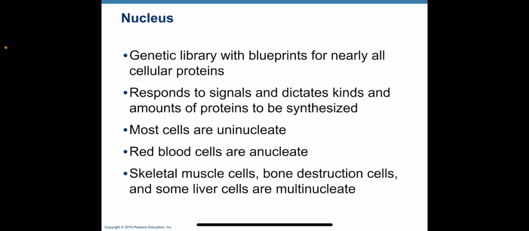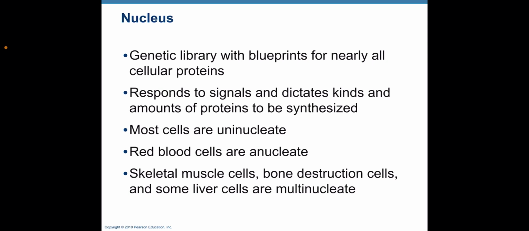So the nucleus is the genetic library with blueprints for nearly all cellular proteins. Each one of your cells has a nucleus except for a handful. They have all of the same amount of DNA, and only certain parts of that DNA is expressed depending on what cell it is and what proteins they need.